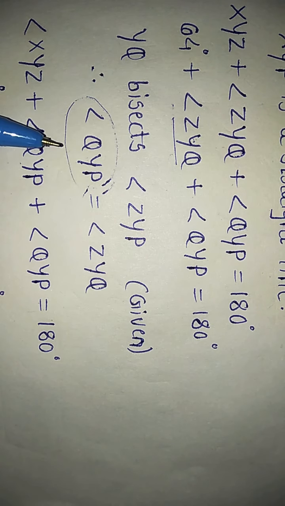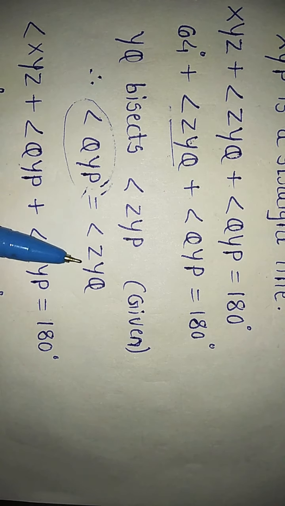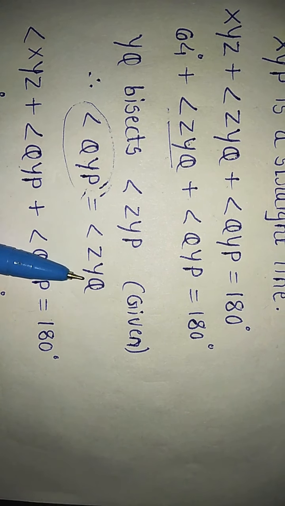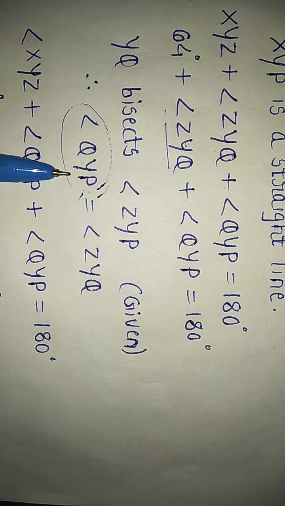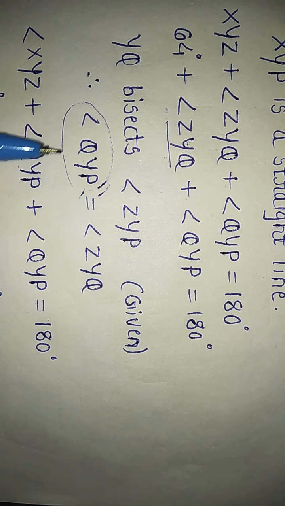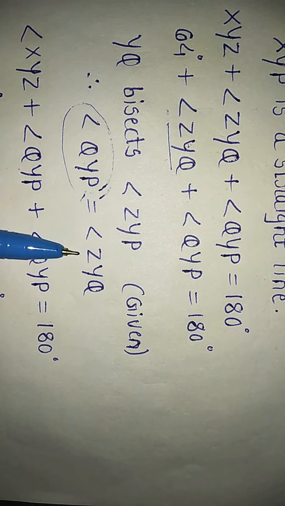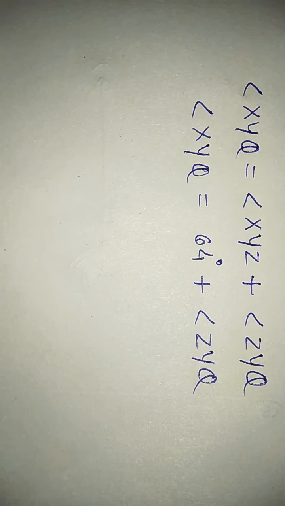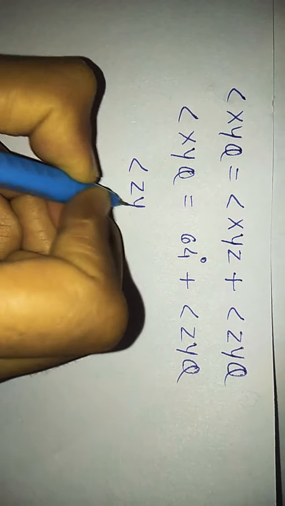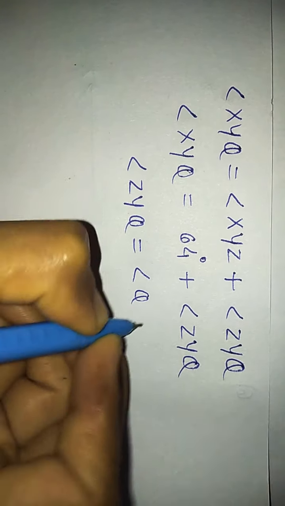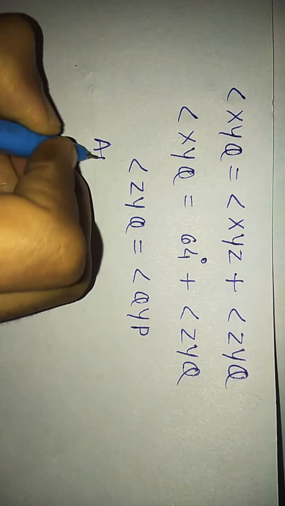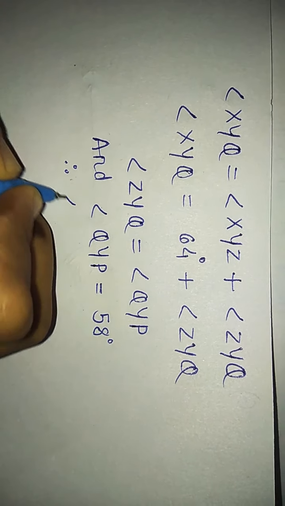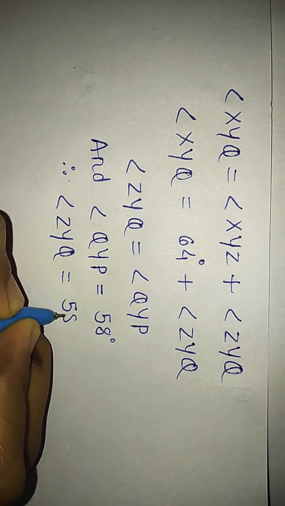Now, we have already proved that angle QYP is equal to angle ZYQ. Why? Because YQ bisects ZYP. That is why angle QYP is equal to ZYQ. Do we have the value of angle QYP? Did we find it? Of course, yes. We have this value. So, QYP is equal to ZYQ. We have got that angle QYP is 58. That means ZYQ will also be 58. So, we will write angle ZYQ is equal to QYP. We have already proved. And angle QYP we already got as 58. Therefore, angle ZYQ will also be 58 degree.